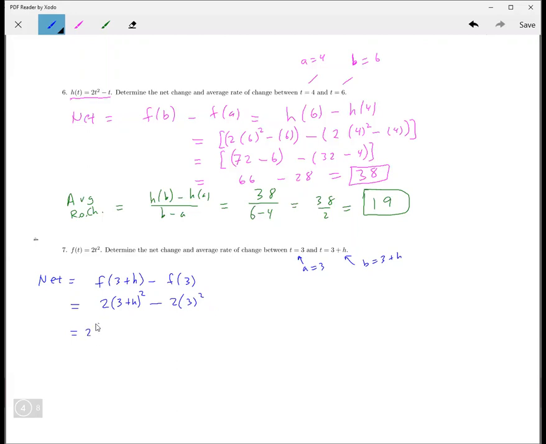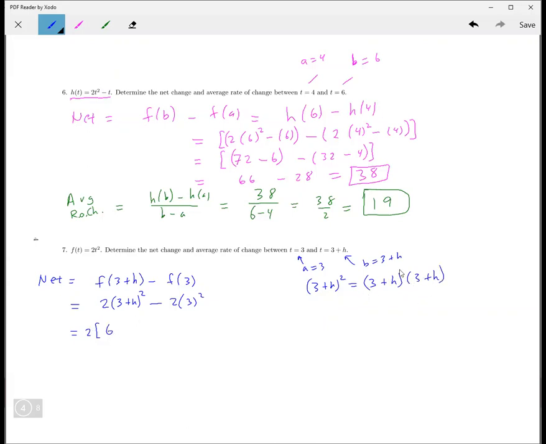Okay, so if you take 3 plus h squared, now for 3 plus h squared, if you know the formula, great. If not, then do this. That's just 3 plus h times itself, and then just use the FOIL method, okay?